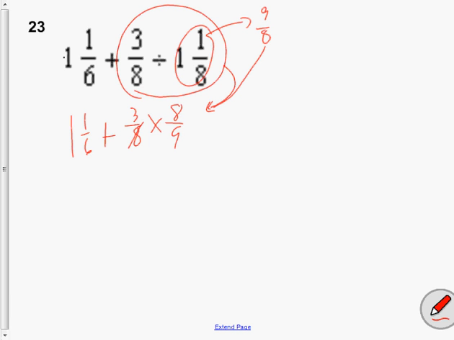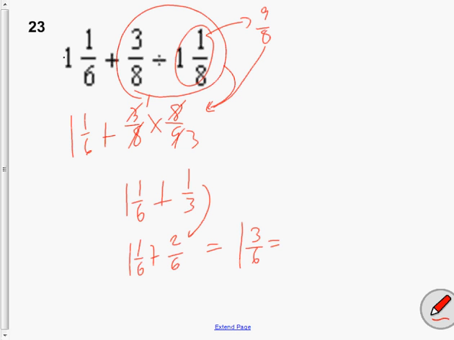And then I can cross reduce here, and I can cross reduce here. 3 over 9 is going to be 1 over 3. So when I cross reduce, I actually get 1 1/6 plus 1/3. I can then change to a common denominator. So 1 1/6 plus 2 more 1/6, because 1/3 and 2/6 are the same. I end up with 1 3/6, which in lowest terms is 1 1/2.